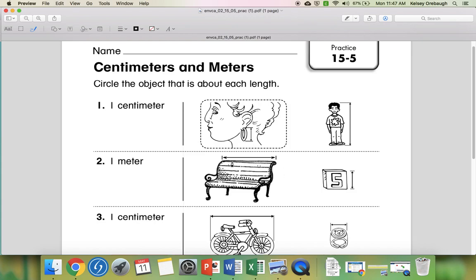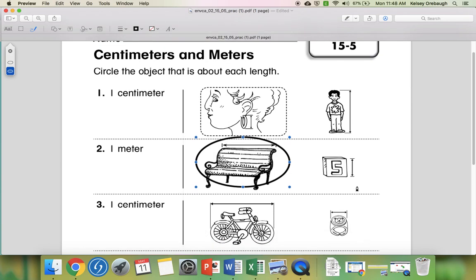We have a bench that you might see in a park, and we have a block, a children's toy block. Which of these is closer to 1 meter, about the length of a baseball bat? That would be the bench. If you lined up a baseball bat along the top of the bench, they would probably be pretty close in length. A child's block is not that long. It's pretty small so that a little kid can handle it.